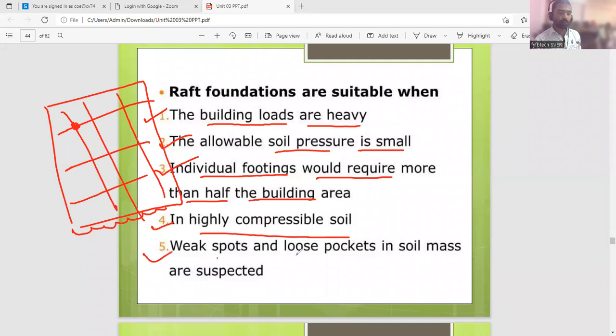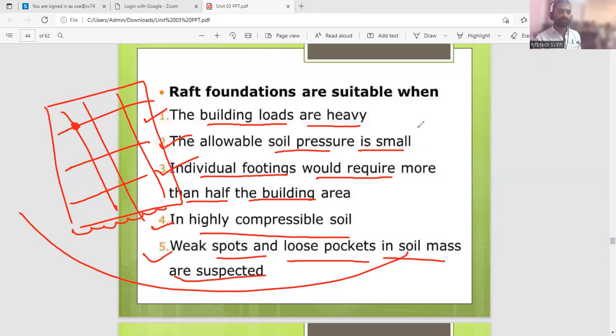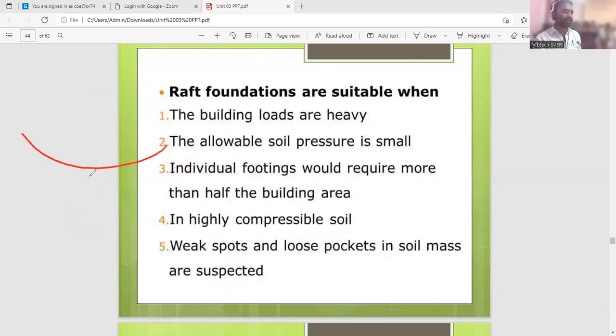Then weak spots and loose pockets in the soil are suspected. If this is the soil and this is the entire area, and in this area there is a spot, this pocket, having weak soil, in that case we are removing the entire soil and placing a mat foundation.